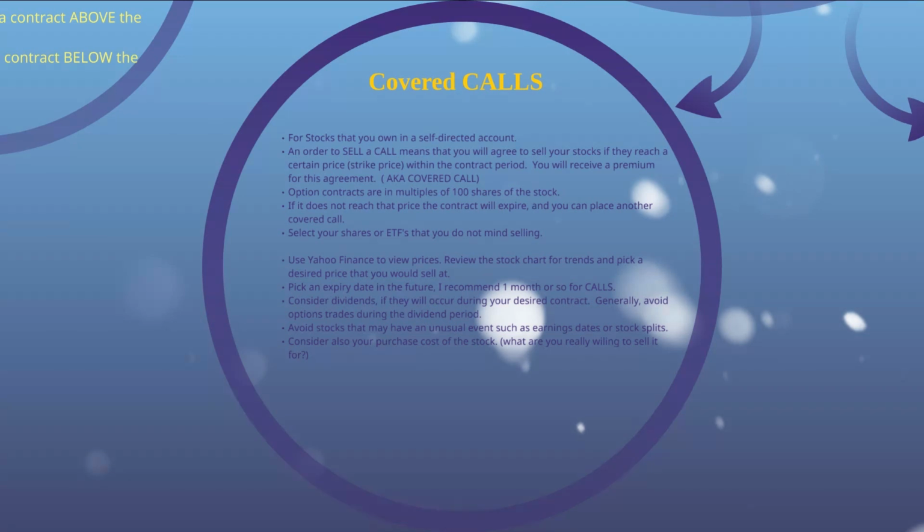Option contracts are in multiples of 100 shares of stock. So one contract equals 100 shares. If it does not reach that price, the contract will expire and you can place another covered call.